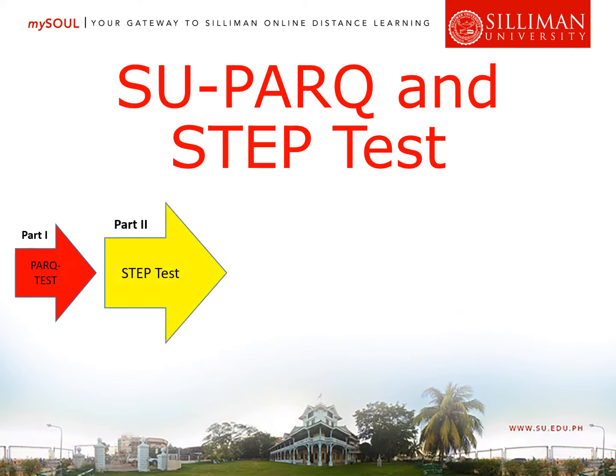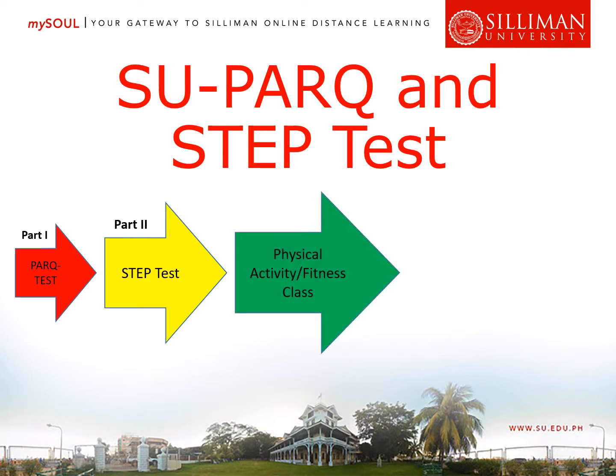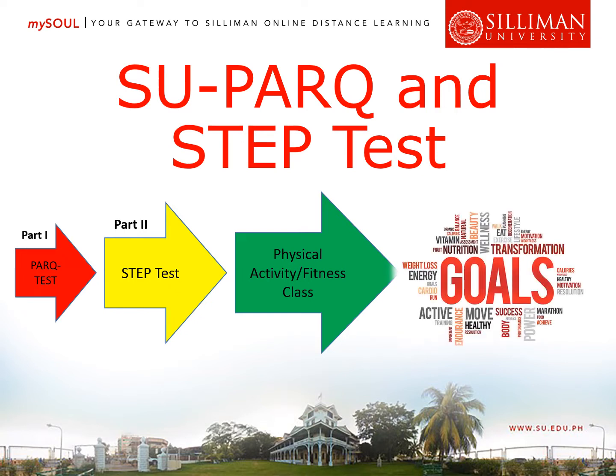Part 2 of the assessment is fitness evaluation, so we could analyze and suggest proper activities to be performed by the students. For this assessment, we focus on cardiovascular endurance as part of the components of health-related fitness. And the third part would be the physical fitness or activity classes that will be held by the teachers. And as part of our ultimate goal, we are advocating for wellness, transformation, weight loss, energy, among others.